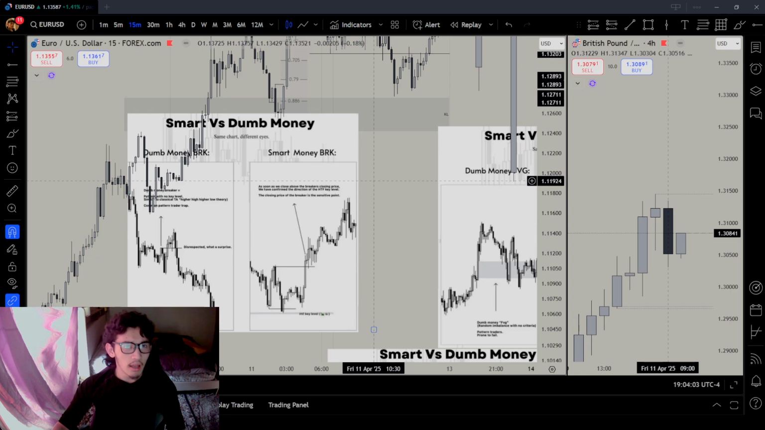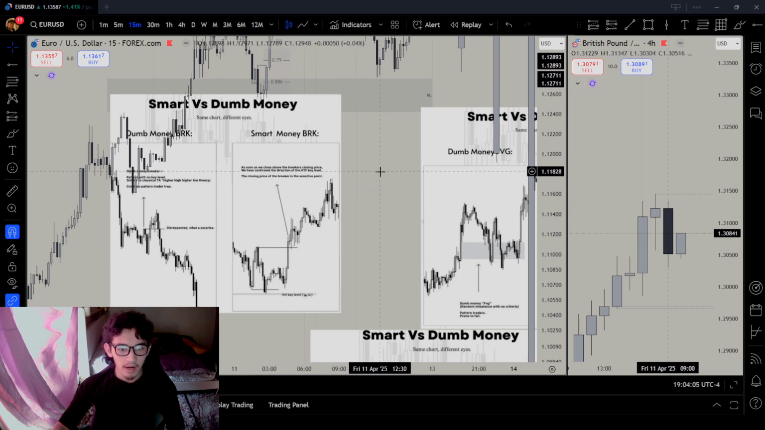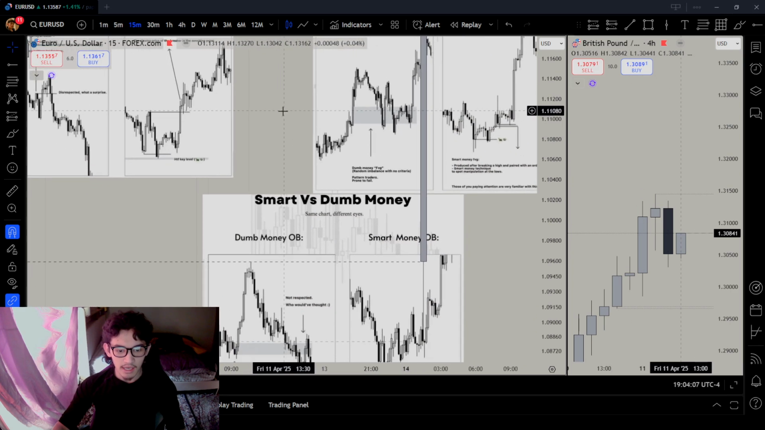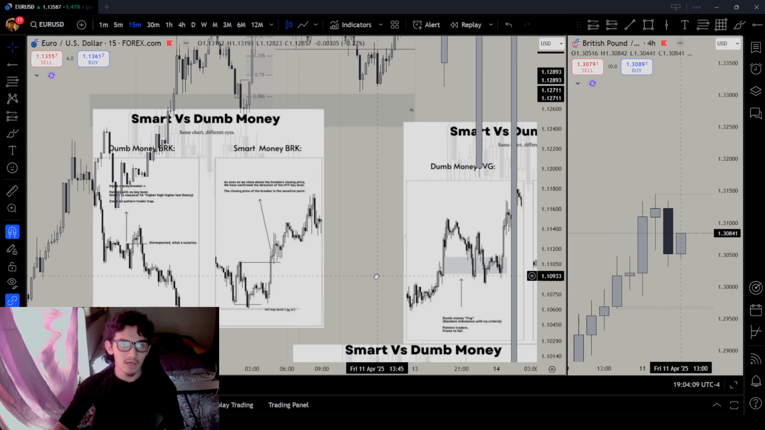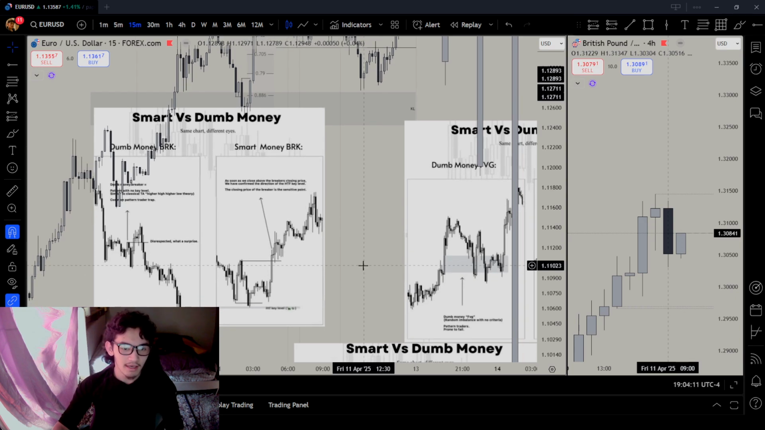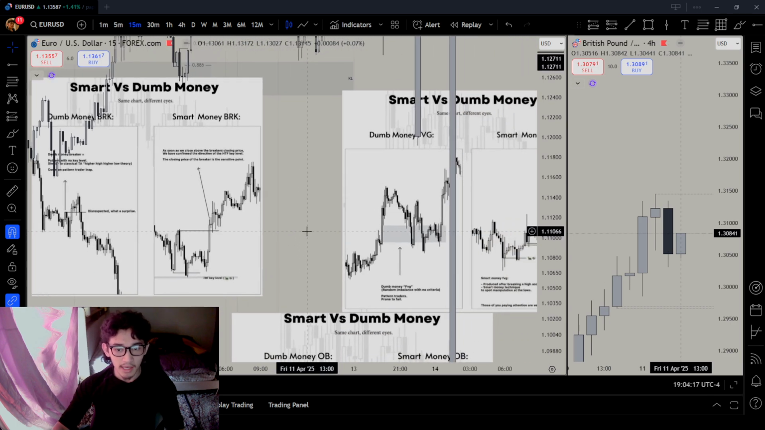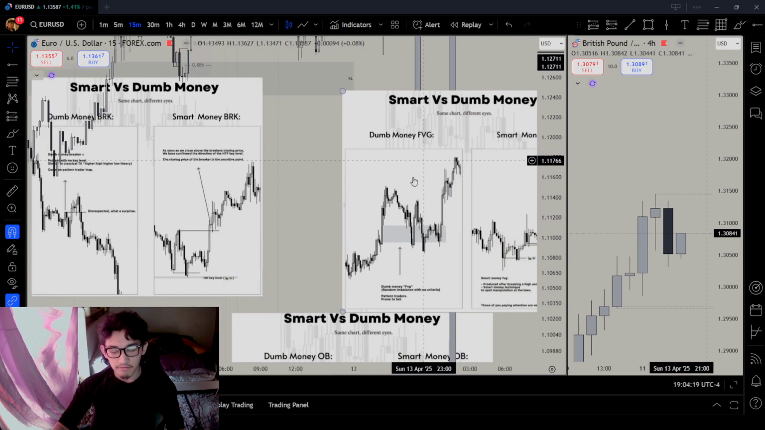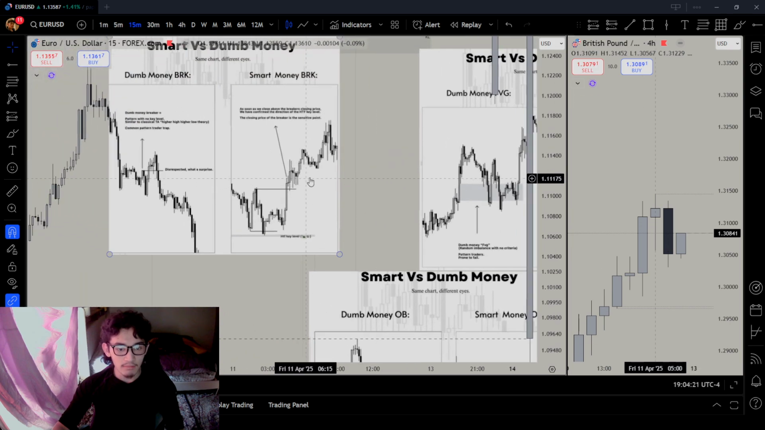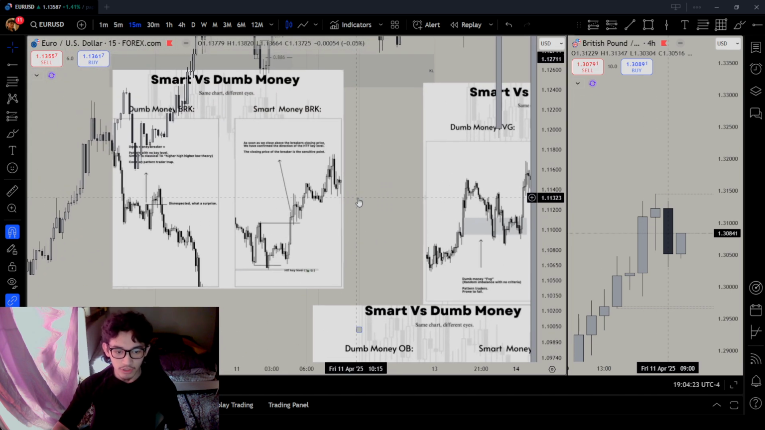There's going to be terminology as well. We're going to be going over breaker blocks, fair value gaps, order blocks, and highs and lows. Highs and lows cannot be dumb money or smart money, right? It can only be smart money. So we're primarily going to go over breakers, fair value gaps, and dumb money: how dumb money versus smart money trades. Same chart, but different eyes. Let's get straight into it.